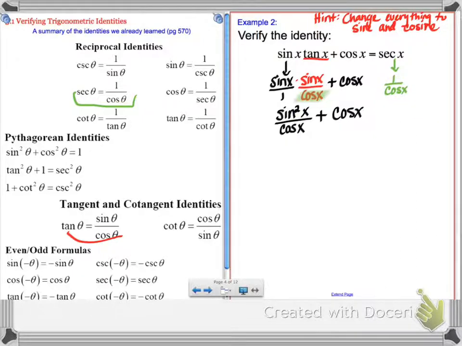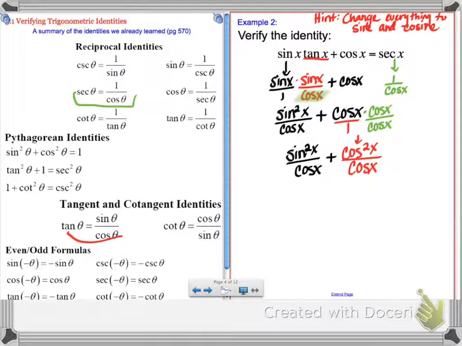So I'm going to get a common denominator of cosine of x, because of course that's my denominator. And to do that, I multiply the right-hand side by cosine over cosine, because that's just a clever form of 1. Now I'm going to rewrite this as cosine squared of x over cosine of x, because with fractions you just multiply across the top and across the bottom. The left-hand side I'm just simply going to copy down.